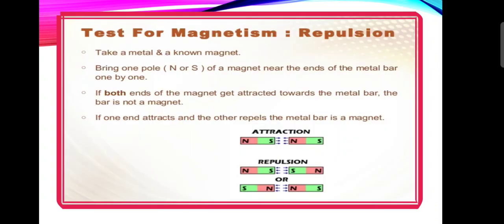Now we are moving further with another topic, test for magnetism. You should take a metal bar and a known magnet. You should bring one pole, that is north or south, of the magnet near the ends of the metal bar, one by one. If both ends of the bar get attracted towards the magnet, the bar is not a magnet. But if one end attracts and the other repels, we can say that the particular bar is a magnet. So by this you can test whether a particular bar is a magnet or not.